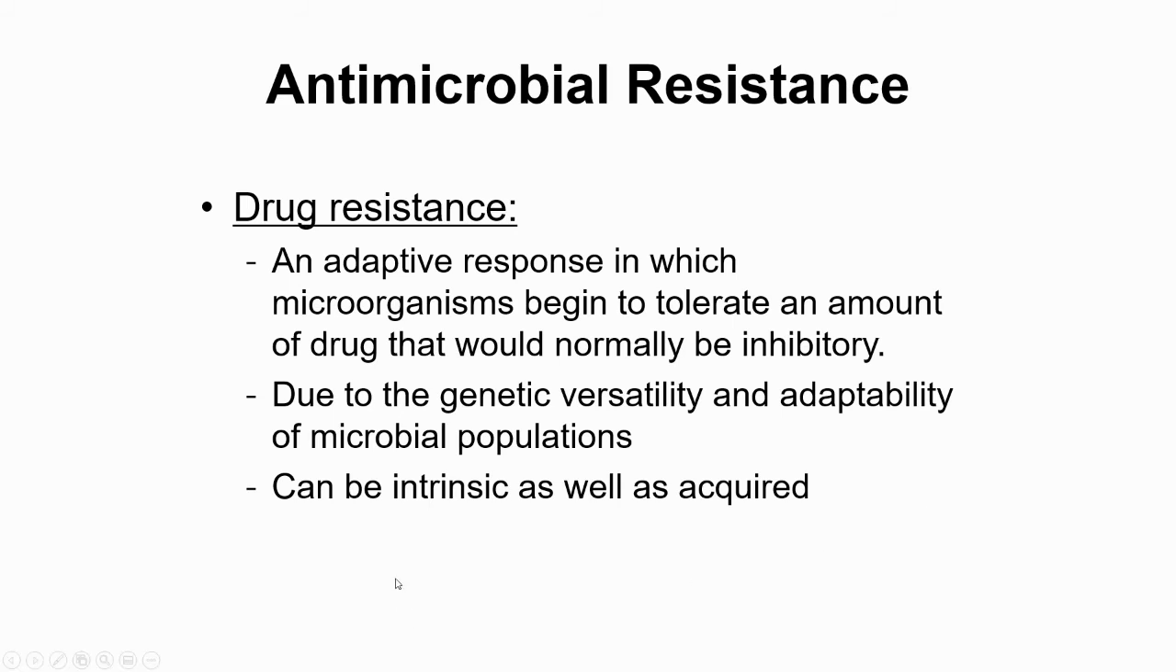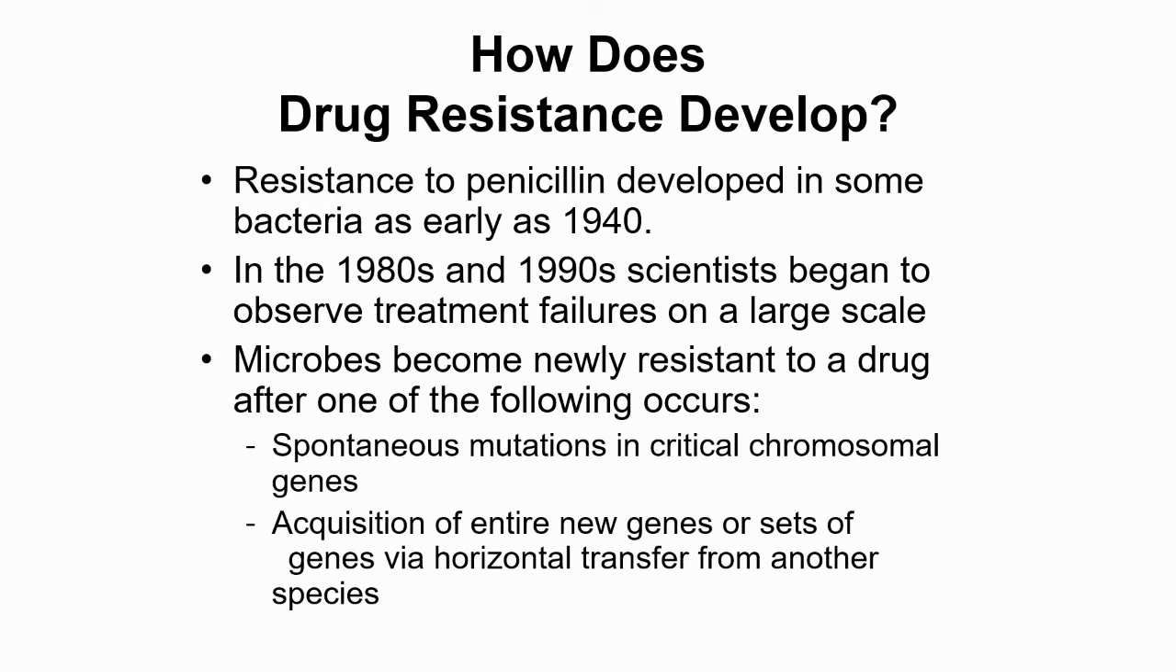So it can be intrinsic as well as acquired. Intrinsic means it's there. Some of the bacteria have this mutation, this genetic makeup. It's not giving them any benefit, but it's also not harming them. Or it can be acquired, and those are those horizontal gene transfer methods that we talked about.